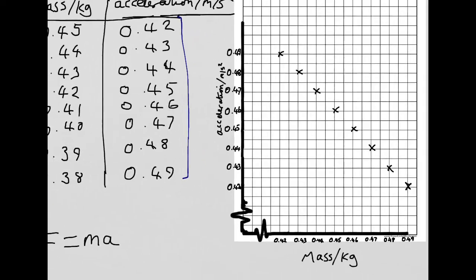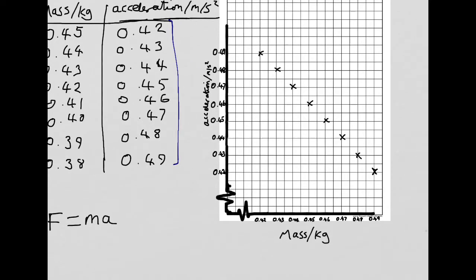And again, we've got a graph. This time, it goes down. Okay, as mass gets bigger, acceleration goes down. Okay, acceleration gets smaller, as you'd expect. Heavier things are harder to accelerate. The heavier something is, the harder it is to accelerate.